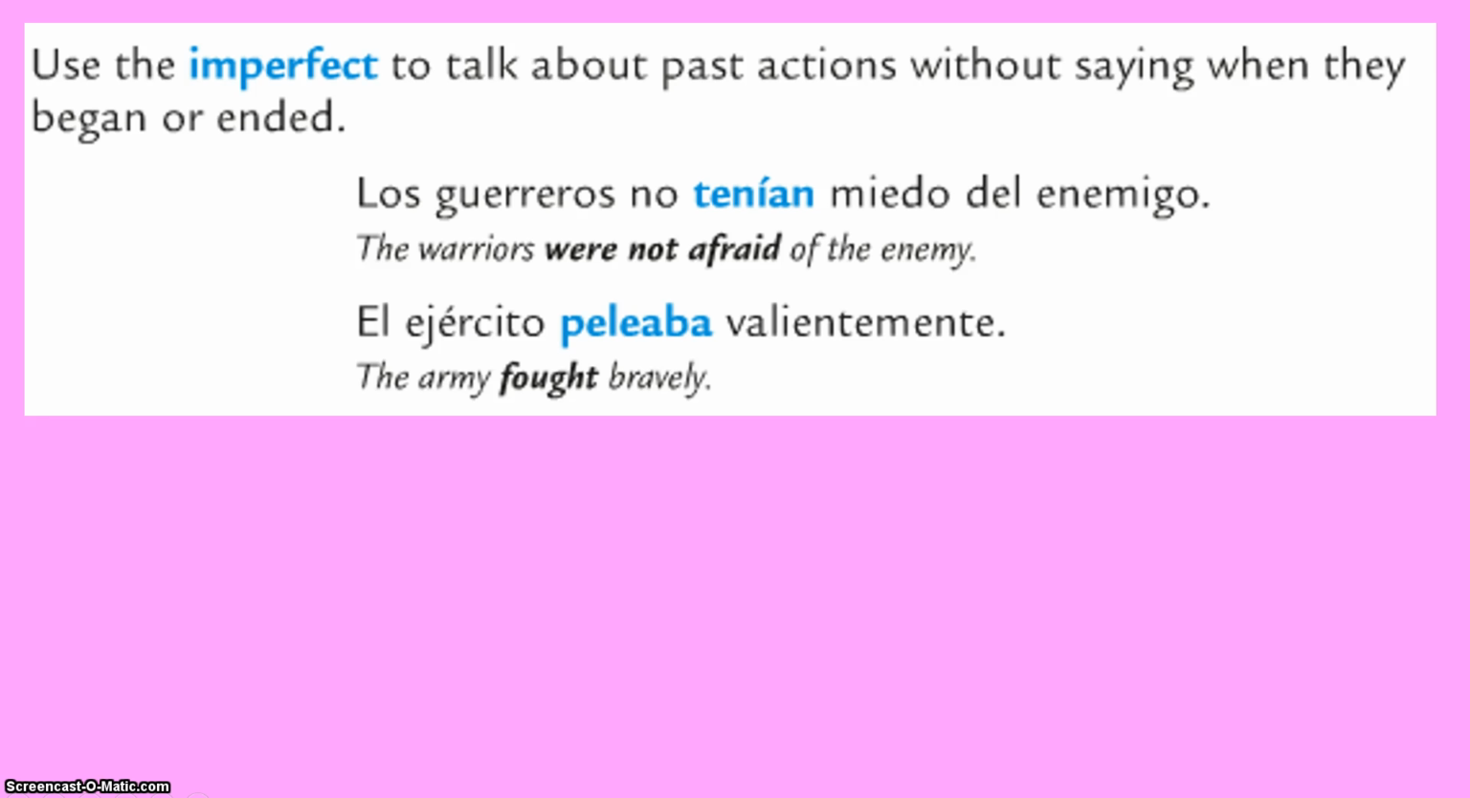Last year in Spanish 2, you learned that you are going to use the imperfect to talk about past actions without saying when they began or ended. For example, when you want to say the warriors were not afraid of the enemy, you're going to say los guerreros no tenían miedo del enemigo. We are not sure when this lack of fear began or ended. El ejército peleaba valientemente. We don't know when the army started fighting bravely and when they stopped. So there is no specific beginning or ending.